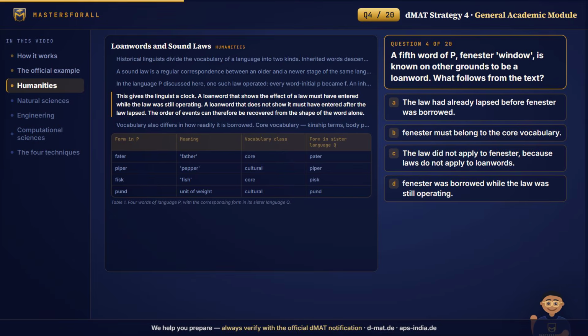Question 4. A fifth word of P, fenestra, meaning window, is known on other grounds to be a loan word. What follows? Options on screen. We are told it is borrowed, so the only question left open is when. Back to the clock in paragraph 4, and notice it reads in both directions: shows the effect, came in while the law worked; does not show it, came in after. Fenestra begins with F, so it shows the effect. It was already there while the law was still working. Option D.